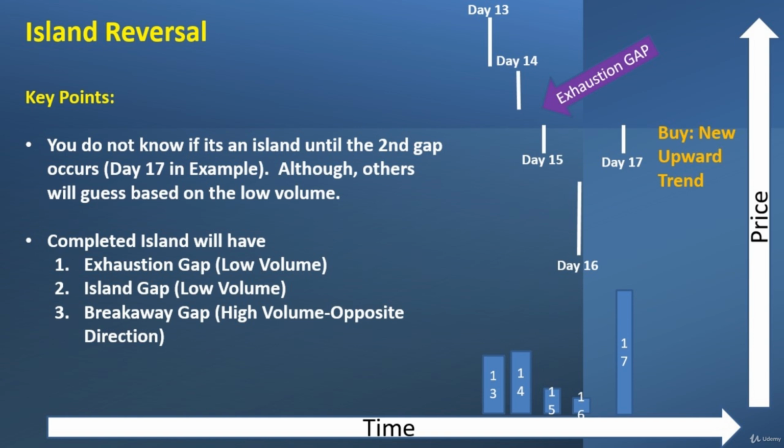So to really look at a classic completed island, you'll have to have an exhaustion gap with low volume, followed by an island gap with low volume, and in a sense, a breakaway gap, high volume, going in the opposite direction, forming that island. And you don't want to be on the island. You want to get either off the island or get on the new trend, depending which way it's headed. So those are island reversals.